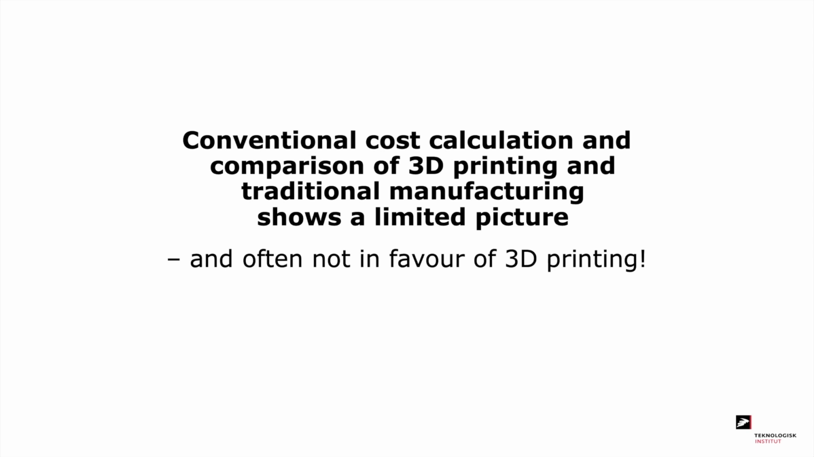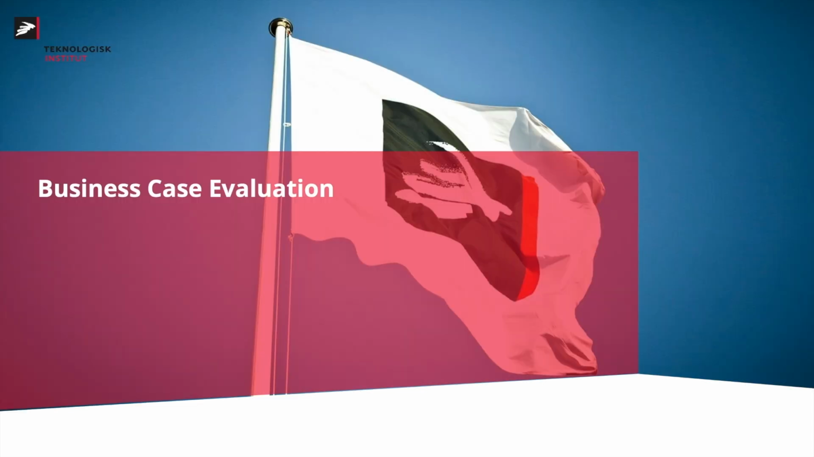However, this method only gives you a limited picture of the situation when you consider to use additive manufacturing. Conventional cost calculation and comparison of 3D printing and traditional manufacturing shows only a limited picture and often not in favor of 3D printing. Why is it then that people choose to produce using additive manufacturing? To set up a correct business case, you need to look at more than just the costs and savings. And that is what we are going to look at here.